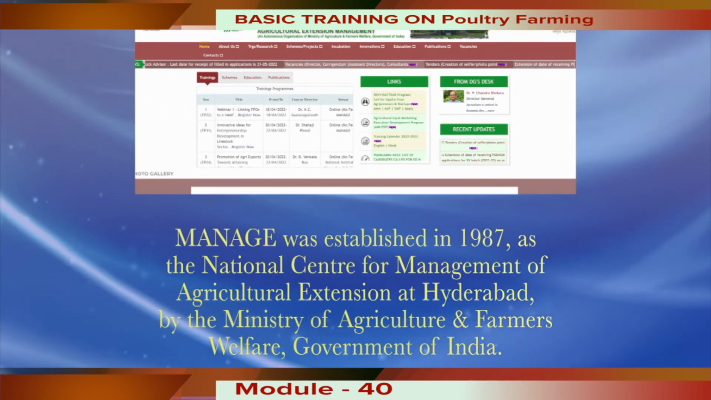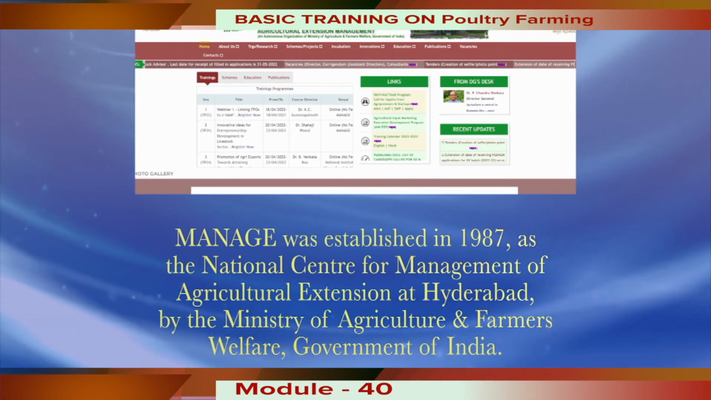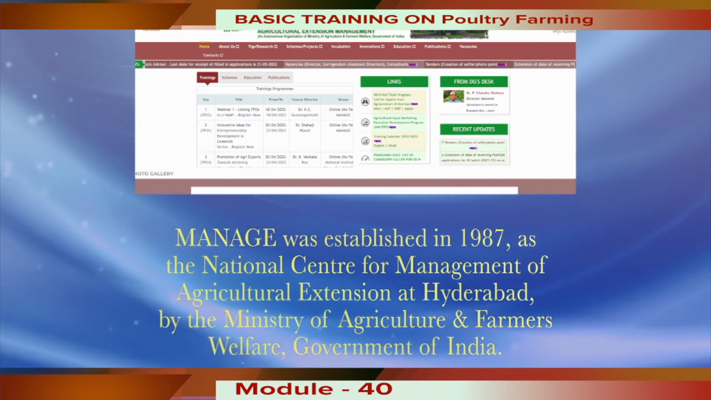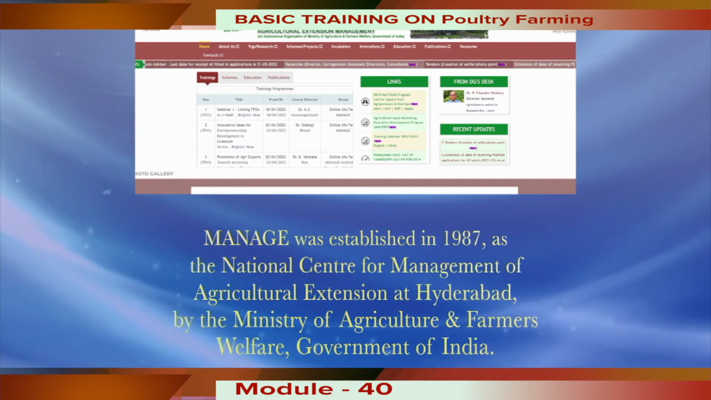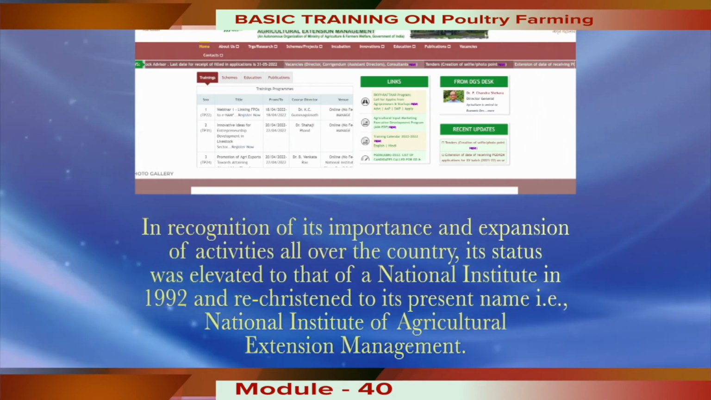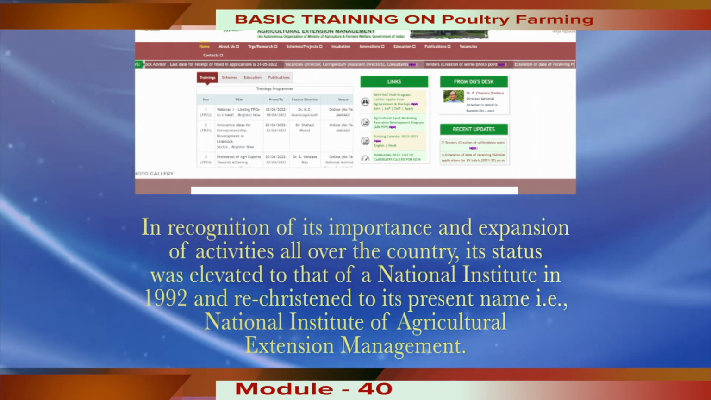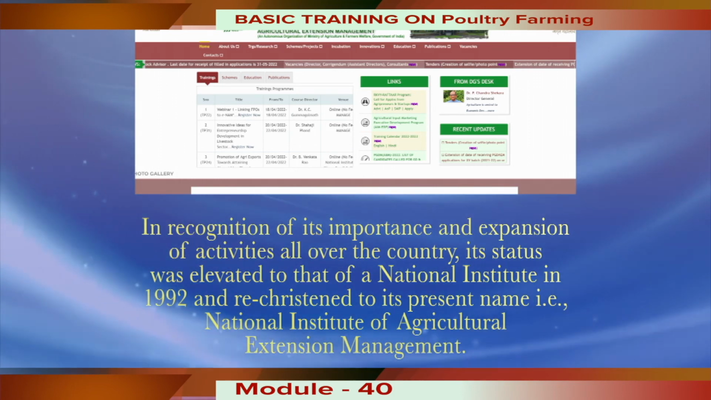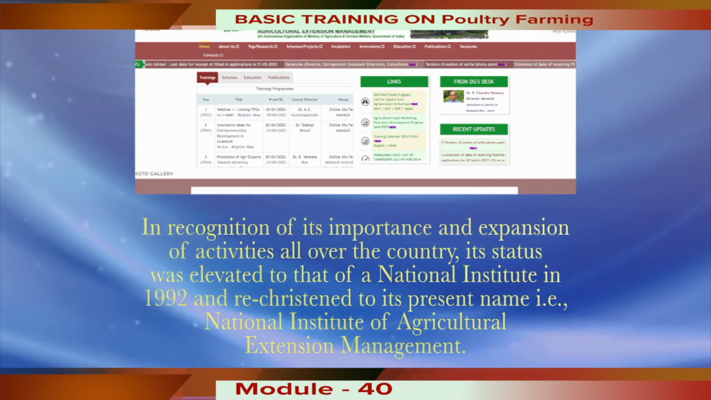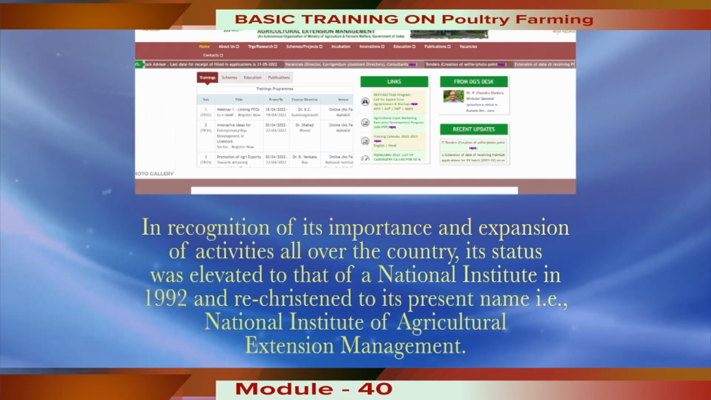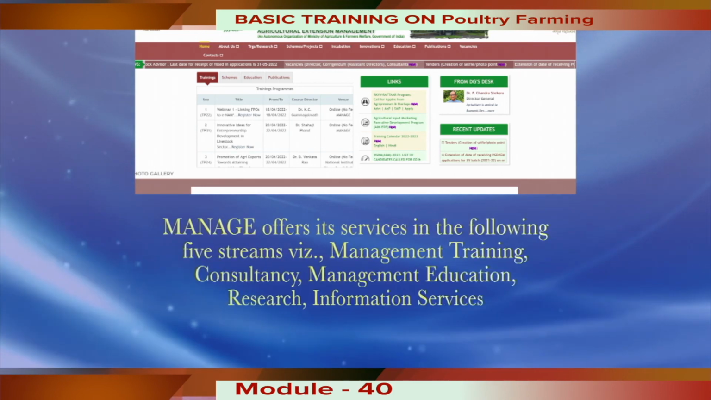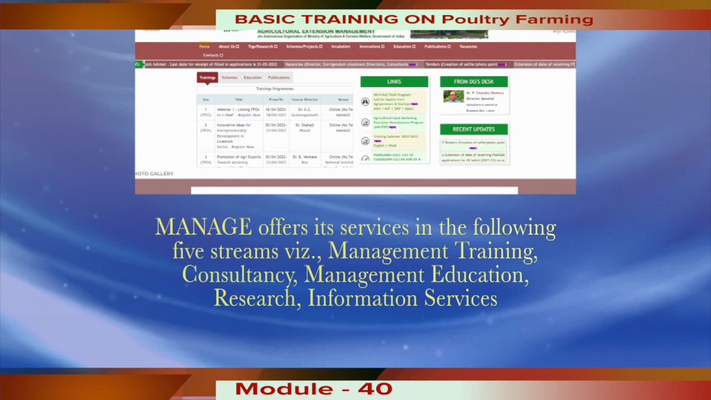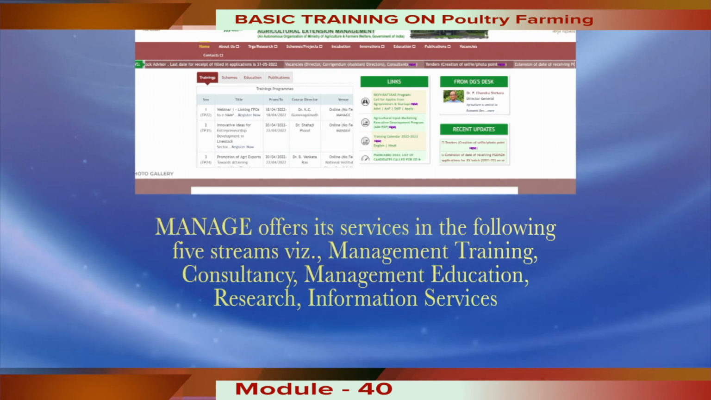MANAGE was established in 1987 as the National Center for Management of Agricultural Extension in Hyderabad by the Ministry of Agriculture and Farmers Welfare, Government of India. In recognition of its importance and expansion of activities all over the country, its status was later elevated to that of a national institute in 1992, and it was rechristened to its present name, that is, National Institute of Agricultural Extension Management. MANAGE offers its services in the following five streams: management training, consultancy, management education, research, information services, etc.